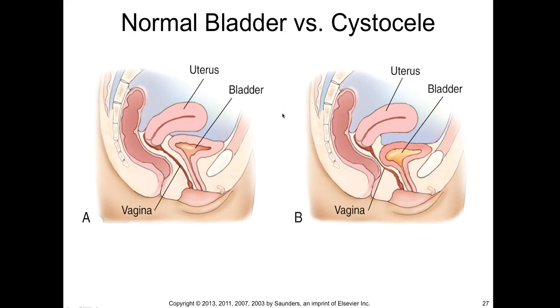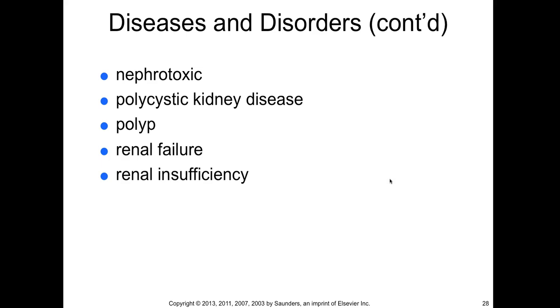Here we can see a normal bladder versus a cystocele. So a cystocele is going to be a bladder hernia that, in this case, is protruding into the vagina. So on the left at letter A, we see a normal urinary bladder in relationship to other pelvic structures, such as the vagina here and the uterus over here. Whereas in this image at letter B, we see a herniation of the bladder. It's just kind of drooping down and protruding into the vagina. And typically that happens if you have birthed many children.